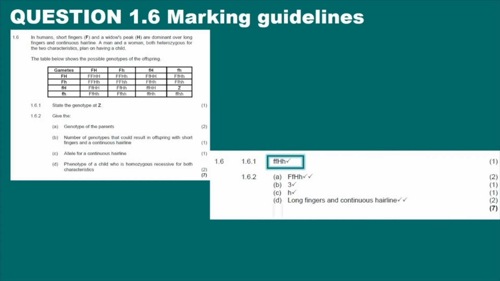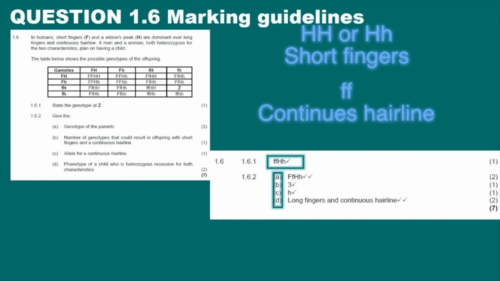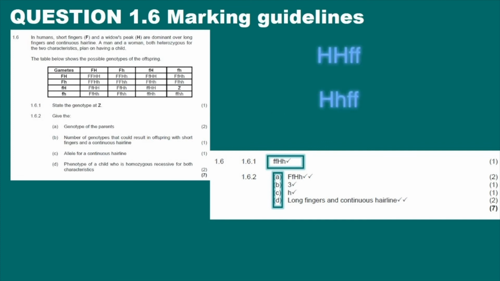Then question number 1.6.2, they ask you for the genotype of the parents. So they said that the parents are heterozygous for both of the alleles. So that means it's capital letter F, lowercase f, capital letter H, and a small h. And you get 2 marks for one answer because both parents are exactly the same. Then they ask you the number of genotypes that could result in the offspring with short fingers and a continuous hairline. So here you just write down the specific genotypes for short fingers and a continuous hairline. And then if you go and count these genotypes, you will see that there's only 3 offspring that will have this specific genotype.